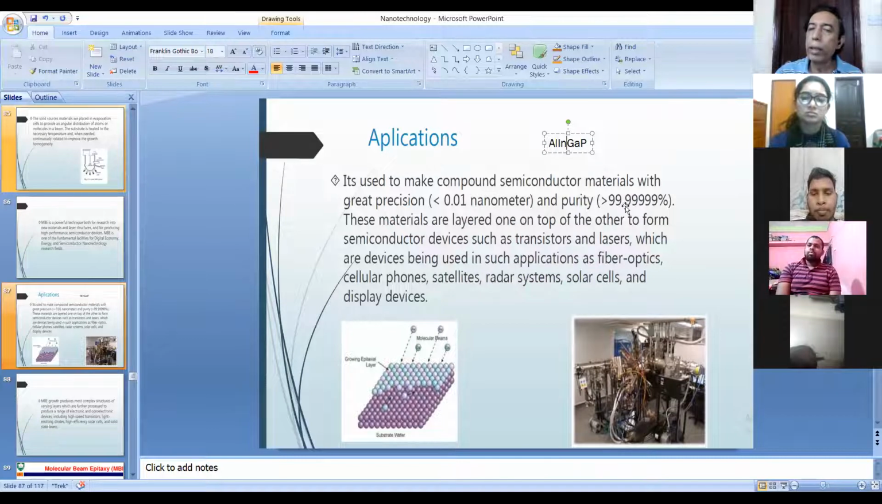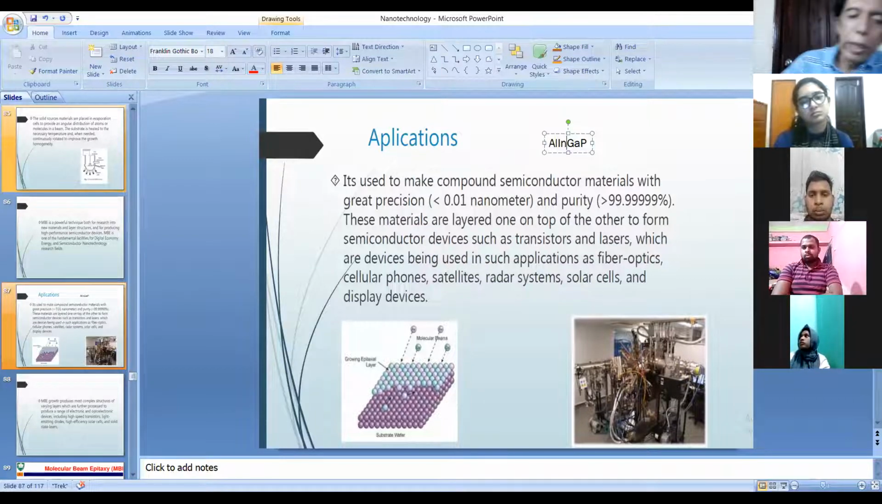You see, 99.9999%. Only in 0.00001% case there will be some impurity or there will be some fault in the crystal. These materials are layered one on top of the other to form semiconductor devices such as transistors and lasers, which are devices being used in such applications as fiber optics.